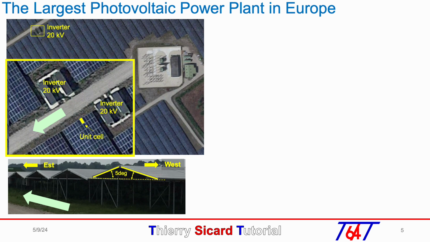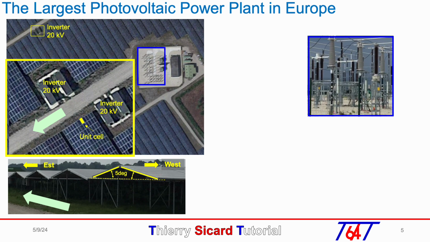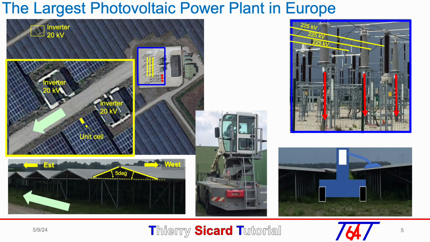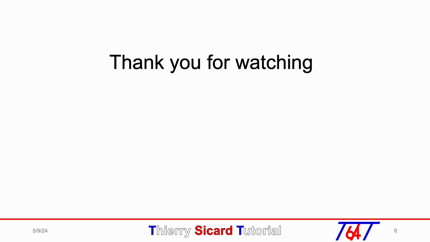The 20 kV inverters are transformed to 225 kV with 3 phases. The high voltage lines are buried to join the high voltage line a few kilometers away. A specific piece of equipment built for this purpose allows cleaning of the solar cell panels once a year. It is not sure that Russell could imagine this type of power plant when in 1940 he discovered the photovoltaic effect. I want to thank you for your attention.